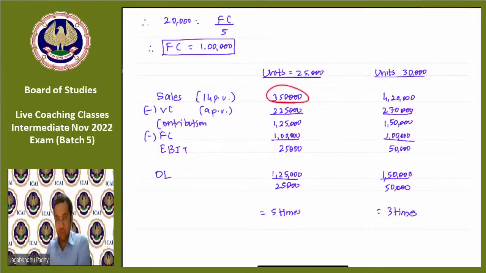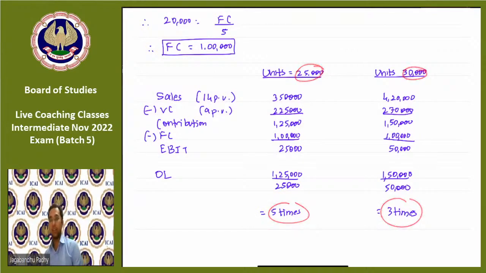When your sales was 3 lakh 50,000, or when you were selling 25,000 units, your operating leverage calculated to be 5 times. Whereas when your sales are 30,000 units, your operating leverage works out to be 3 times. In the first case, it is 5 times. In the second case, this is 3 times. Okay.